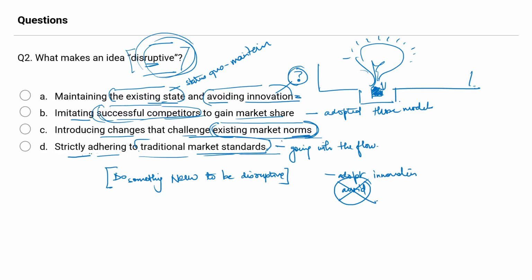The fourth is strictly adhering to the traditional market standards, which means whatever the market is going on, whatever the flow is there, you are just trying to maintain that flow. You are not thinking about any disruption. You are not thinking about anything new. Whatever the practice is going, you are purchasing something, you are selling something. That's it. Okay. So take a minute, think upon it, and we discuss what is the correct answer to this.